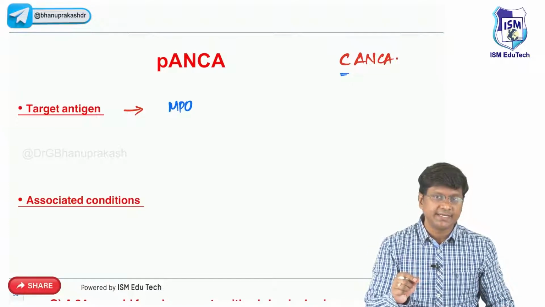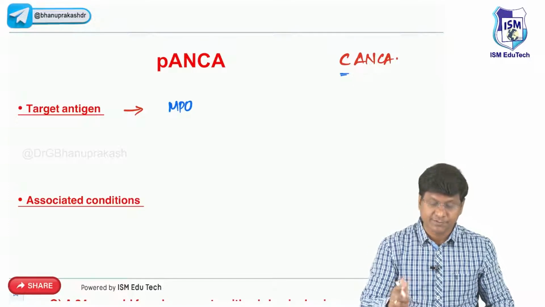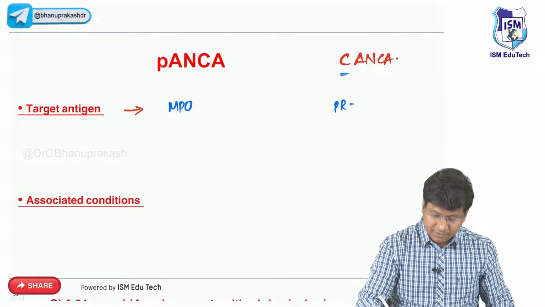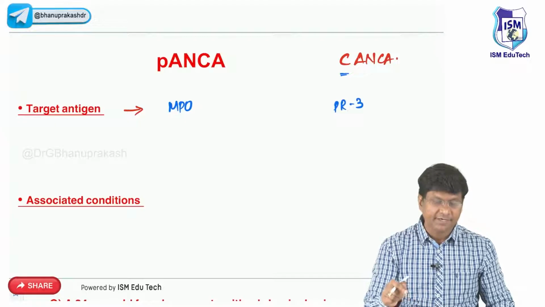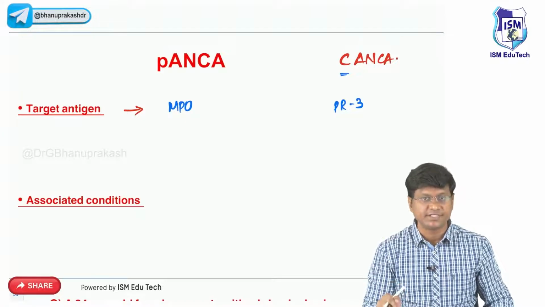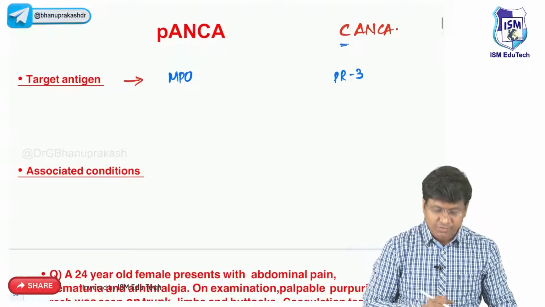Now, what is the target antigen for the C-ANCA? That is proteinase 3, right? That is proteinase 3. So myeloperoxidase for your P-ANCA, and for C-ANCA, it is the proteinase 3. Now, what are the associated conditions?